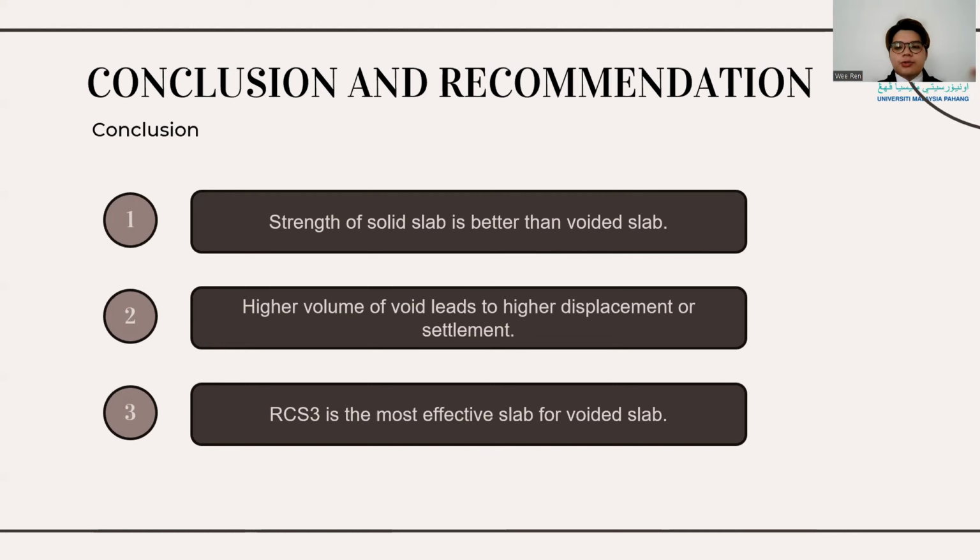However, RCS3 reduces more concrete than RCS4. Thus, it can be concluded that RCS3 demonstrates a greater effectiveness. Strength of a solid slab is greater than cylinder void slab due to reduced compressive strength of cylinder void. The higher the volume of cylinder void, the higher the displacement of slab when exposed to the same load.